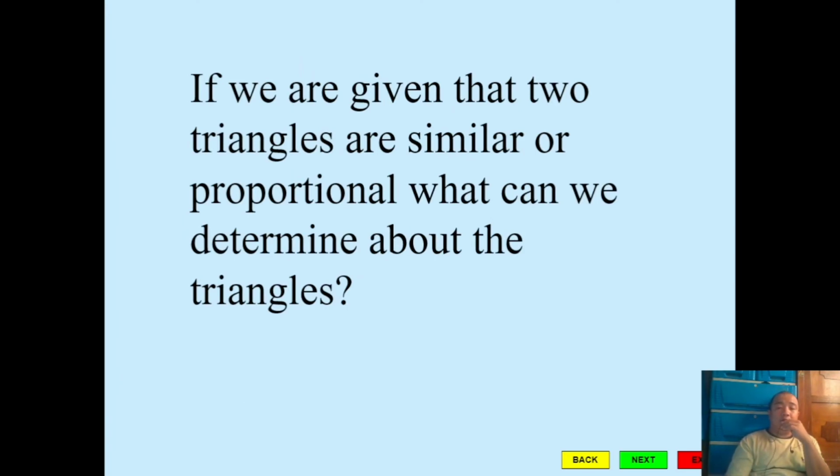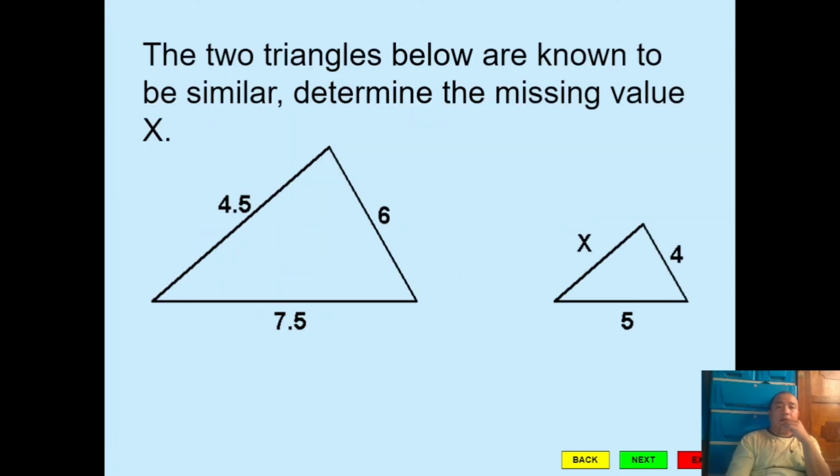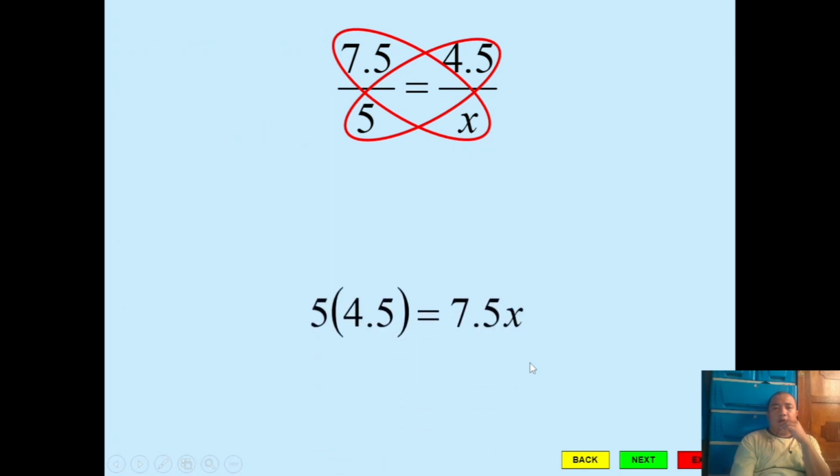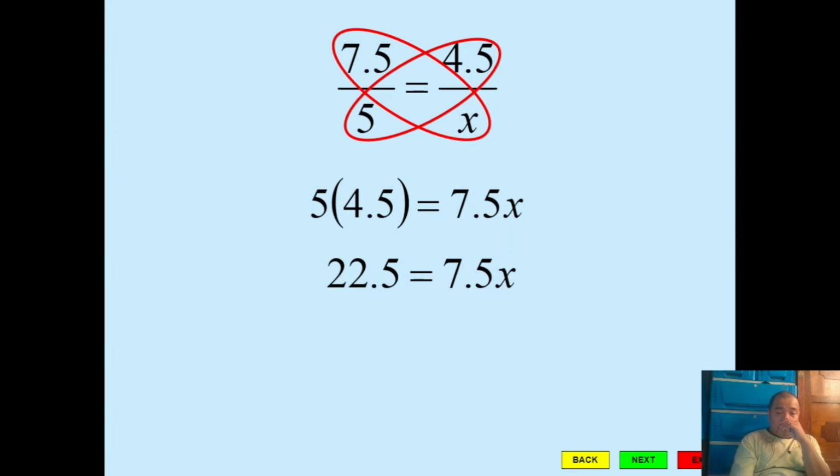If we're given that two triangles are similar or proportional, what can we determine about the triangles? The two triangles below are known to be similar. Determine the missing value x. Of course, we can solve for x. We're going to use a proportion and the principle of cross multiplication. We equate 7.5 over 5 equals 4.5 over x. By cross multiplication, 7.5x is equal to 5 times 4.5, which is 22.5. Divide both sides by 7.5, which gives 3. So x is equal to 3.